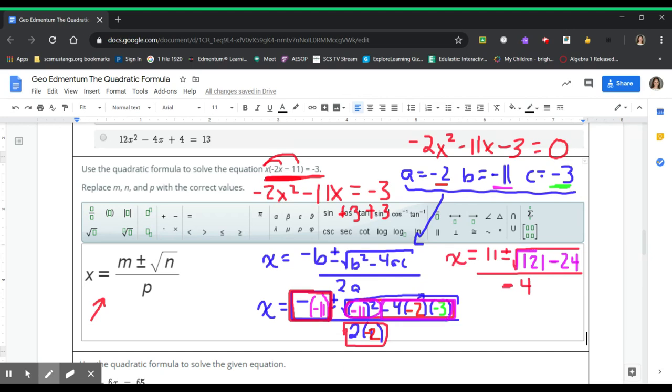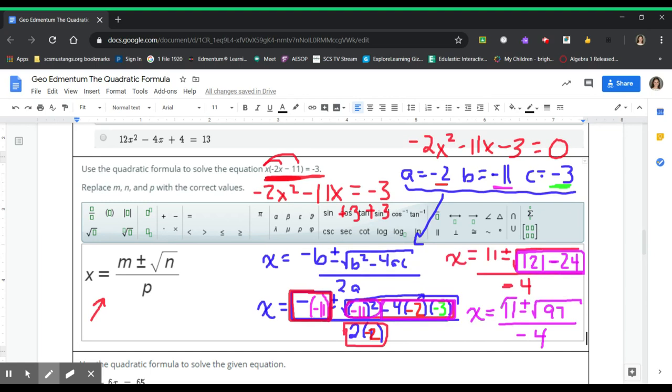So now for this next step, I'm going to simplify what's inside that square root. And so that's going to give us x is going to be equal to 11 plus or minus the square root of 121 minus 24, which is 97, divided by negative 4. And that's what they want us to plug in here.